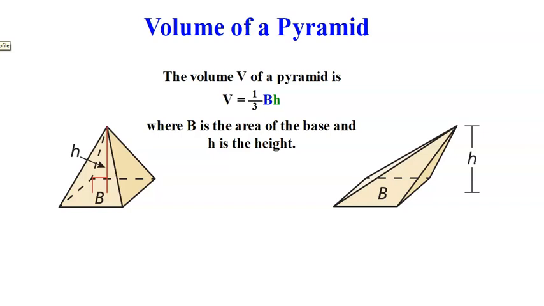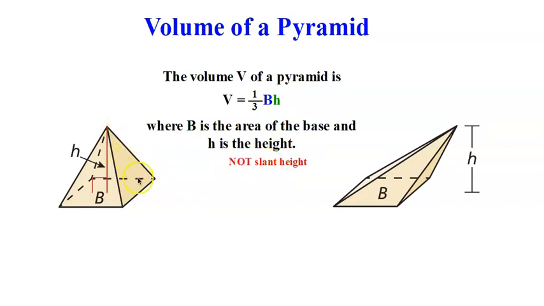Volume of a pyramid is 1/3 BH. This is a big B, not the little b. So the big B there, this is the area of the base. And then H will be the height of the cone. Notice this is the height of the cone. It is not the slant height of the cone.